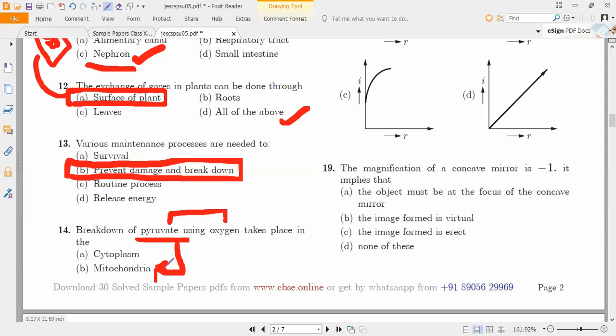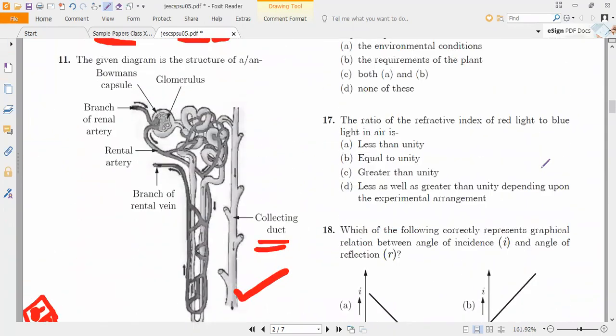Read the question. You people can understand. It is a direct question which we have studied: properties of mitochondria. Do you remember? Yes, sir. We have studied that, but you people are not able to answer. So the breakdown of pyruvate using oxygen takes place in the mitochondria, in the presence of oxygen. You have to remember that.